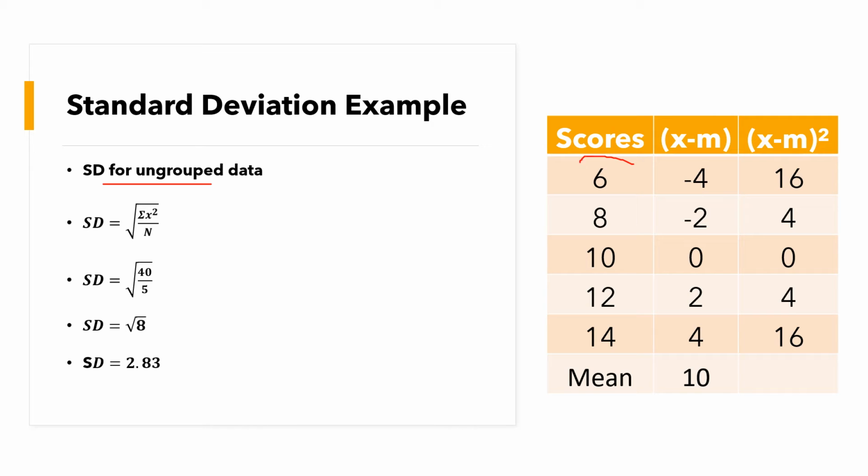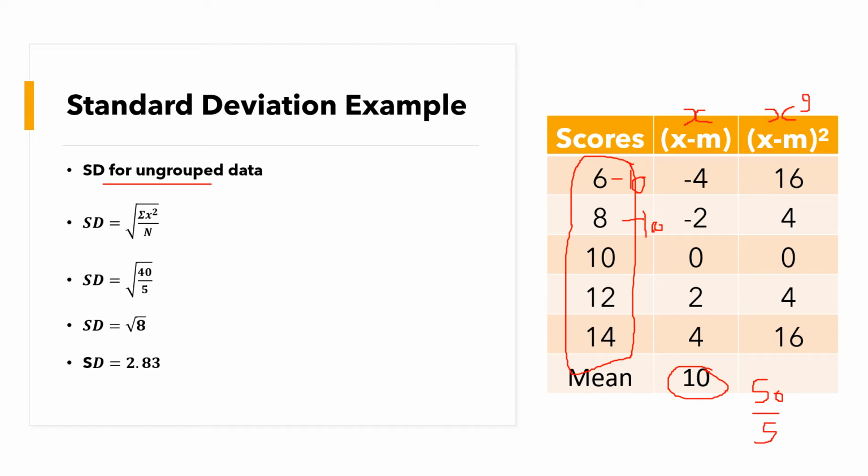Suppose these are the 5 scores. We calculate the total, which is 50. 50 divided by 5 is our mean value, so the mean in this case is 10. Then we find the deviation from the mean for each score. Small x means deviation from the mean value. So 6 minus 10 is equal to minus 4, and 8 minus 10 is equal to minus 2. This is the way we calculate the x value, and after that we calculate x square.